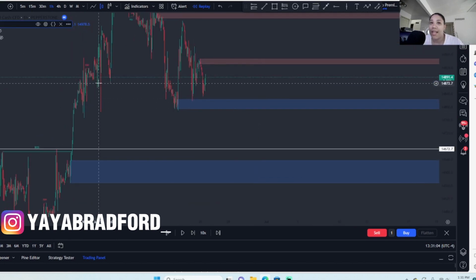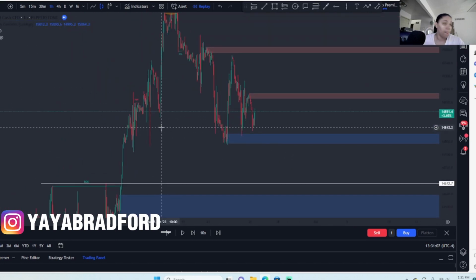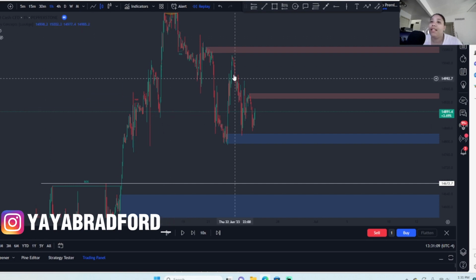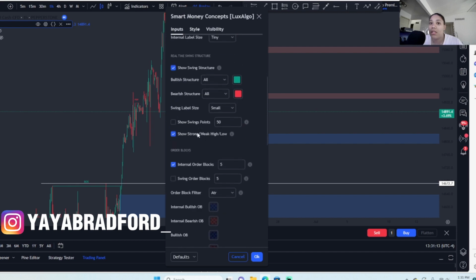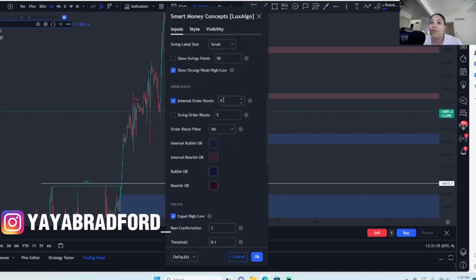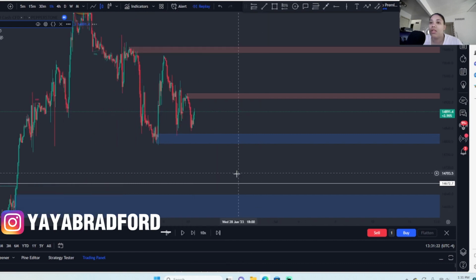You also got the option to determine how many supply and demand zones you want on the chart. I think I got 5 set. They call them order blocks. So you can go to 5, 6, 7, 8, 9. You can do as many as you want, but I just picked 5, that's my preference.